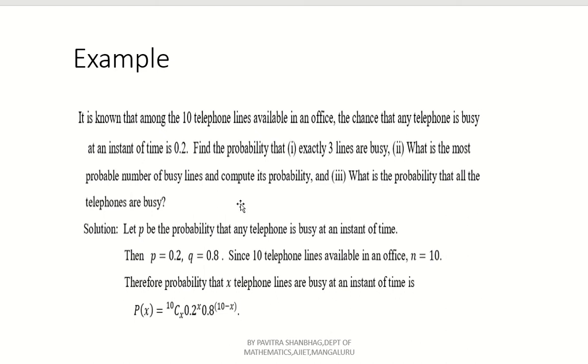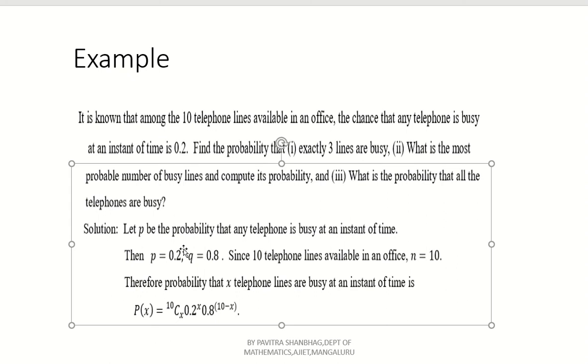See here, you have to choose, let P be the probability that any telephone is busy at any instant of time. Now what is given here? Probability P equal to 0.2. Since P equal to 0.2, what is Q? 1 minus 0.2, that is 0.8. And how many telephone lines? n equal to 10. So the probability function p of x is equal to 10Cx into 0.2 power x into 0.8 power 10 minus x, right?